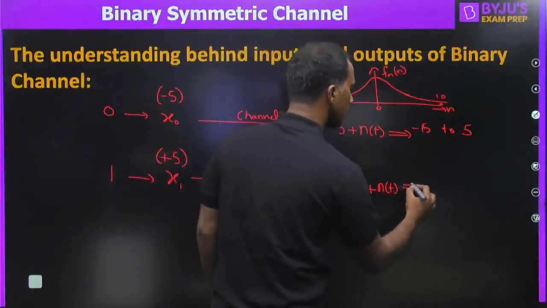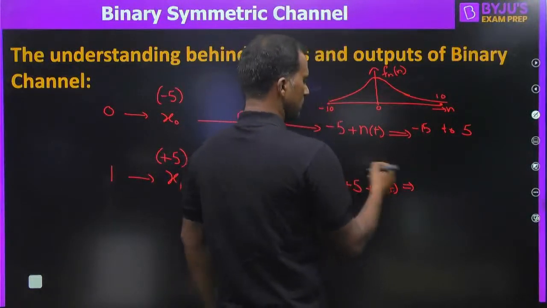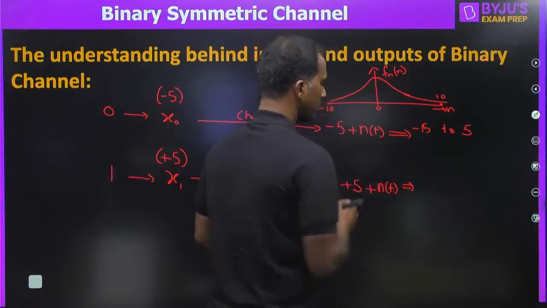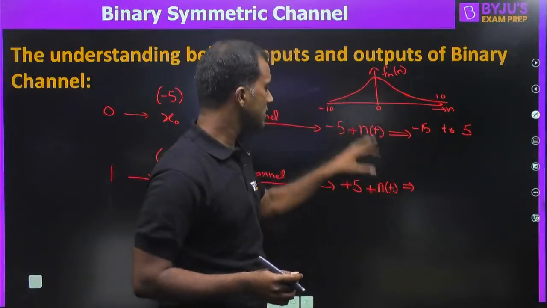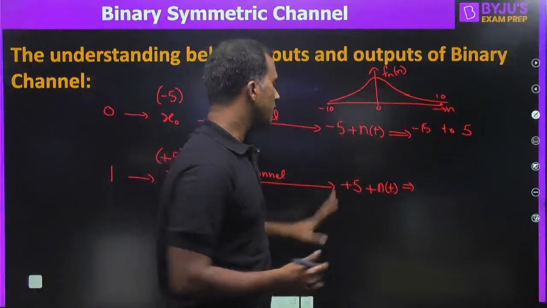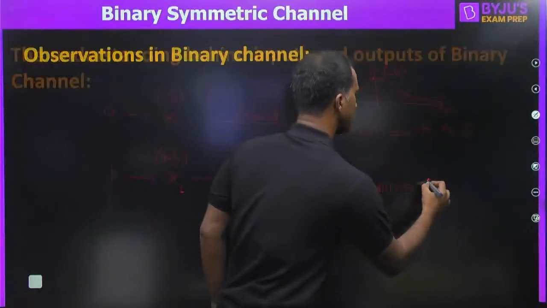Next, +5 plus n of t. This noise is added to this, or the same noise is added to this. Minus 10 plus 5 is minus 5.